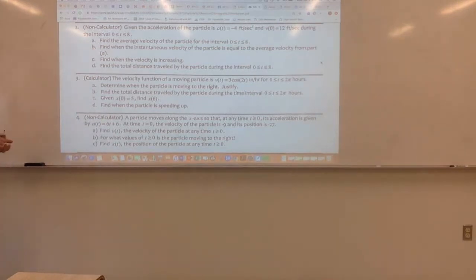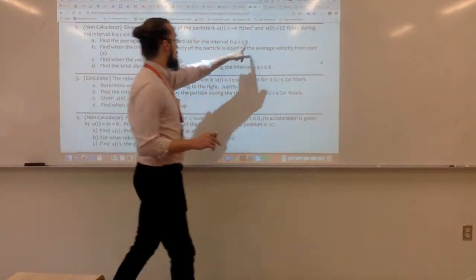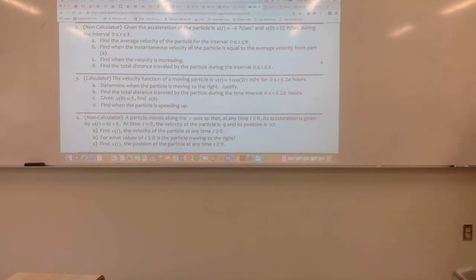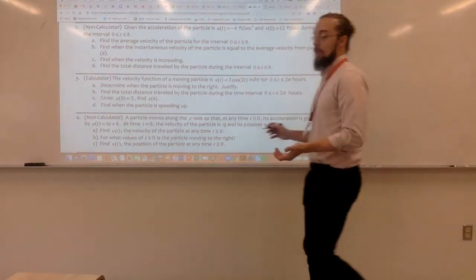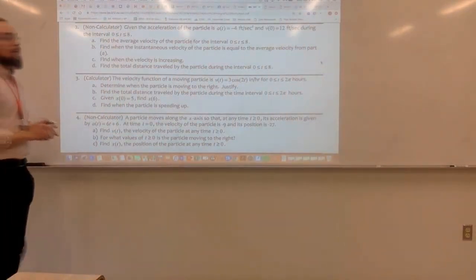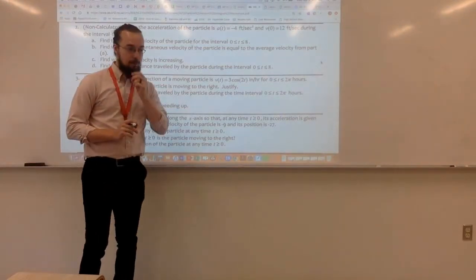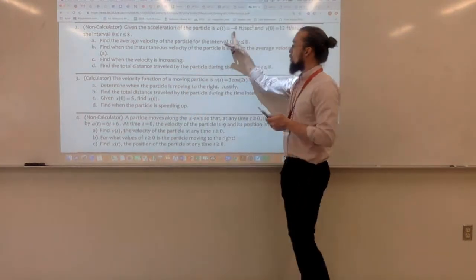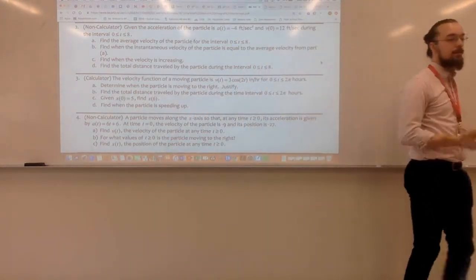Find when the instantaneous velocity is equal to the average velocity. Okay, so in part A, you needed to find the average velocity. So what did we find the average velocity to be? We need that for part B. Yeah, that's what I did. Okay. So I got negative 4. It shouldn't be negative. So if we are given acceleration, okay, we know acceleration is negative 4.